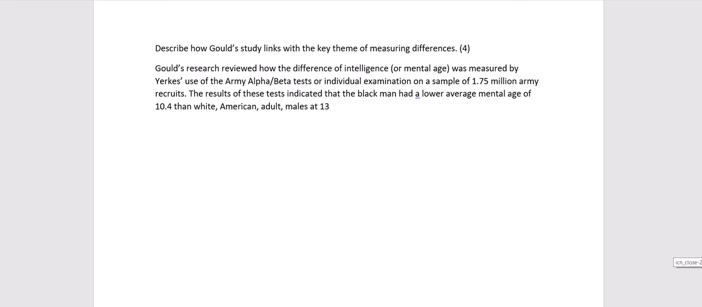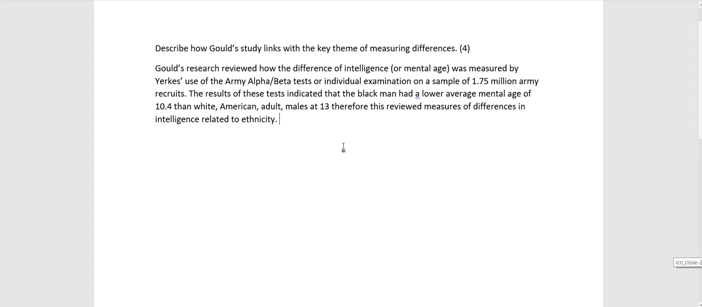The finding that I've given is here. So the results of these tests indicated that the black man had a lower average mental age of 10.4 than white American adult males at 13. So I've given a finding there, and then all I just need to do to finish this off is link it back to that question. And then I've just finished it off here. So therefore, this reviewed measures of differences in intelligence related to ethnicity.